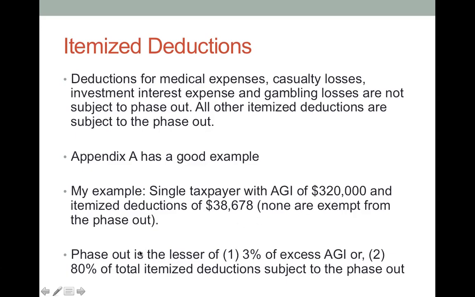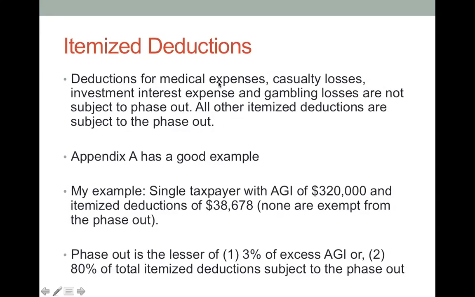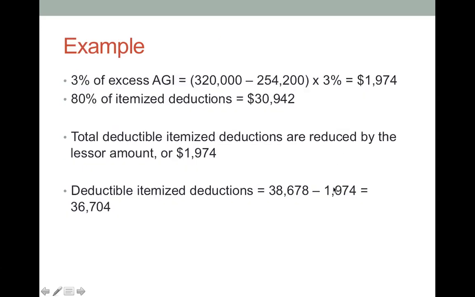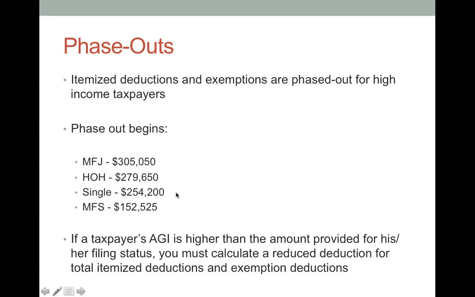The amount of the limit, or the phase out amount, again, is one of these lesser of situations. The amount that we have to reduce his itemized deductions by is the lesser of 3% of his excess AGI, or 80% of his total itemized deductions. So let's look at how this works. His excess AGI is his actual AGI minus the phase out. His actual AGI was provided, 320. Then the excess is dependent upon his personal phase out for his filing status. The phase out for single taxpayers is 254,200. So that's where those numbers are coming from.